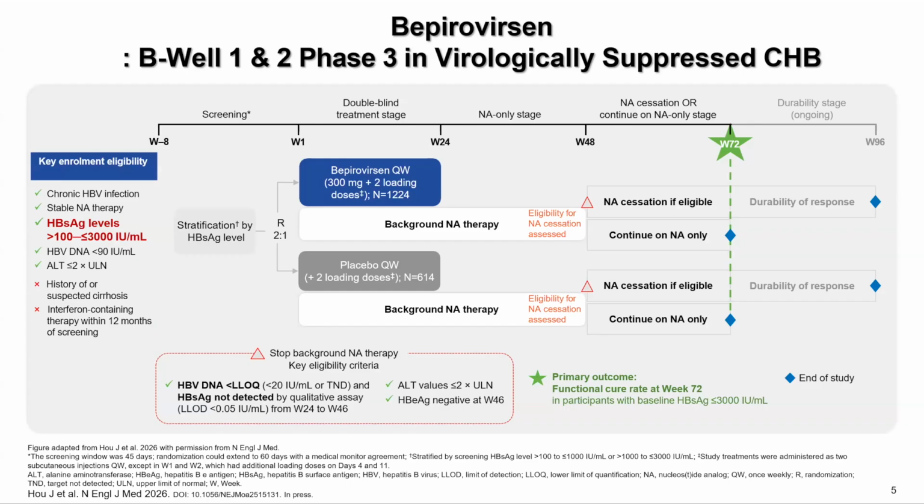Now let's look forward to novel therapies. This is where HBs antigen quantitation really has its value. These are the phase 3 B-Well trials with bepirovirsen, an antisense oligonucleotide, ASO, in virologically suppressed patients. Based on the findings from the preceding phase 2 trials, only the patients with HBs antigen between 100 and 3,000 were enrolled in these two phase 3 trials, and the patients were stratified by their HBs antigen level at the beginning.